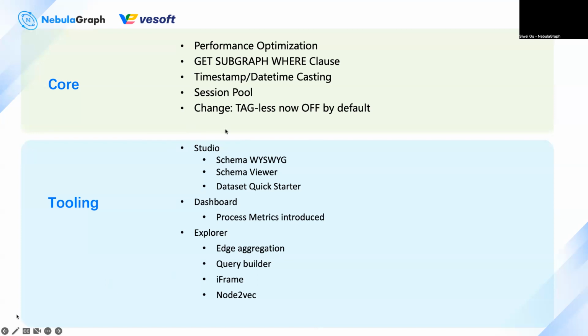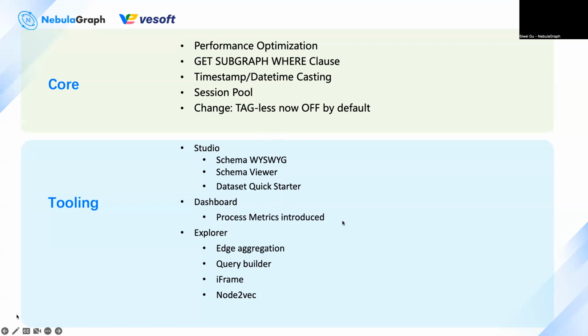And I will show you some new features on the tooling, specifically the graph visualization tooling, later. So on Studio, we have what-you-see-is-what-you-get schema tooling, and you can also view your schema in a visualized way, but it's best effort. I will show more details later. And we have a quick starter, which is just a welcome page. Inside that starter, you can easily load some quick start datasets. Later I will show you.